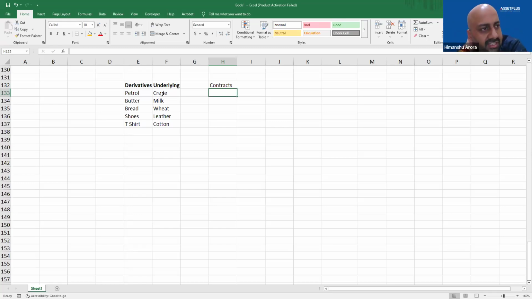So what's a derivative contract? It's a contract between two parties where one party agrees to buy, and the other party agrees to sell, a predetermined quality and quantity of an asset at a predetermined price and time. I repeat, a derivative is a financial contract between two parties where party A agrees to buy from B, who agrees to sell, a predetermined quality and quantity of an asset at a predetermined price and time.